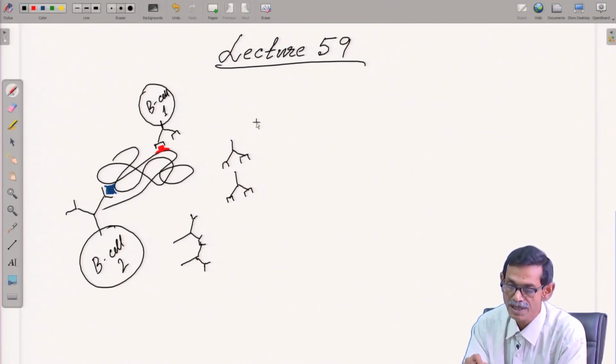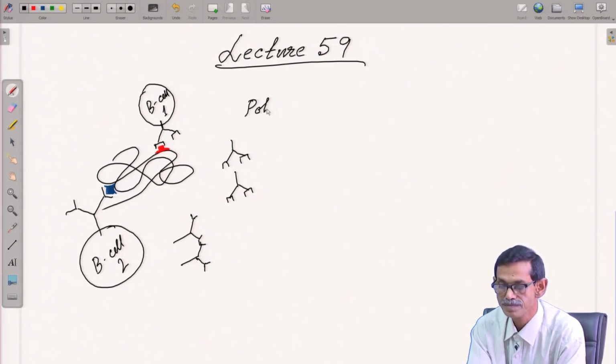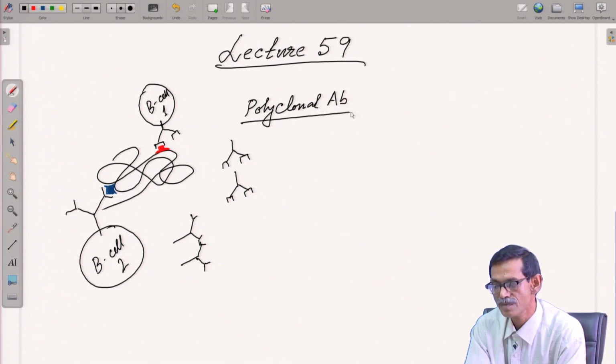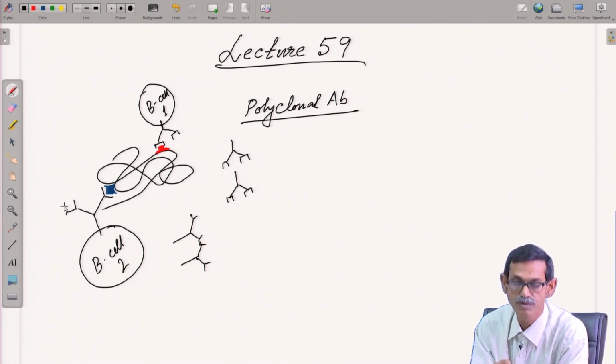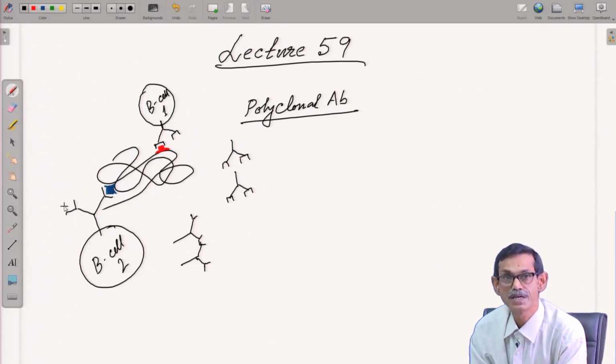So, in serum we will get the pool of antibody which comes from multiple B cells. This mixture, when we get it, is called polyclonal antibody. This is going to make polyclonal antibody. But now assume there is only one epitope, suppose this blue is not there, only red is there.